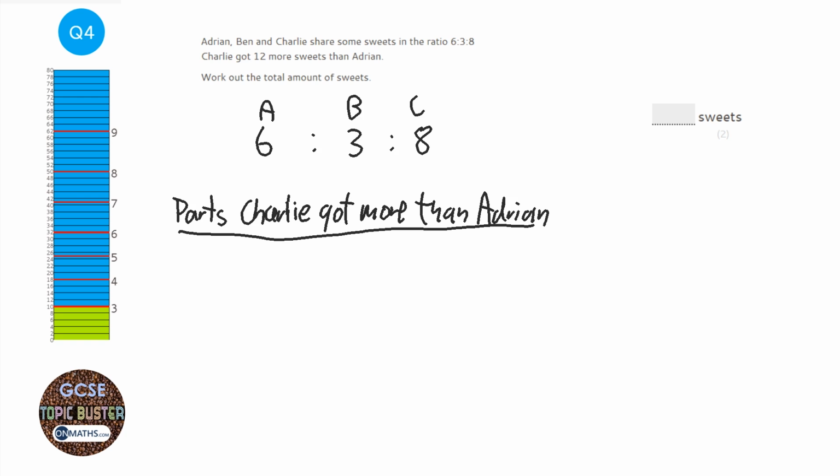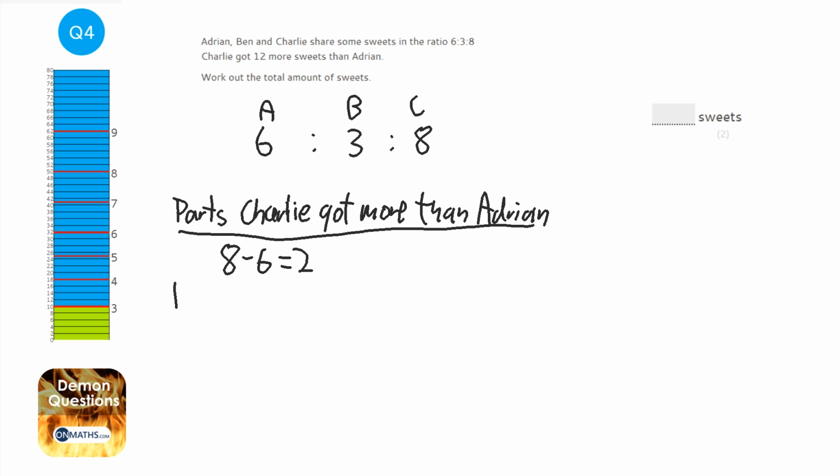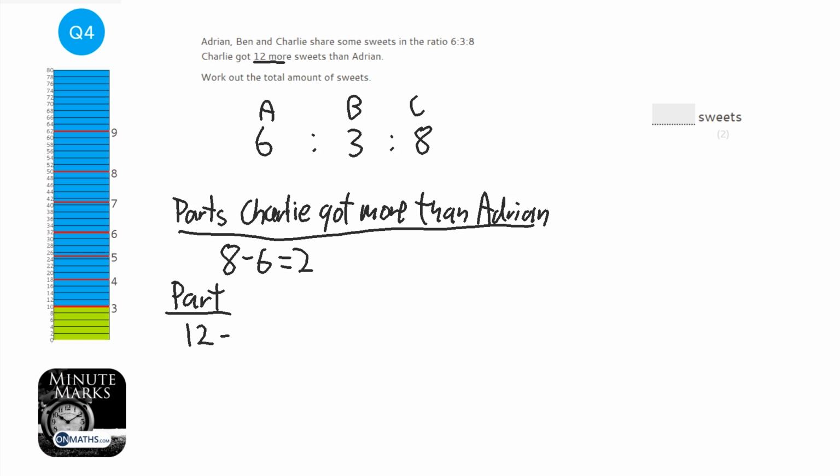Okay, so he got 8 take away 6 is 2, so he got 2 more parts. And so let's have a look and see what one part is worth. So those 2 parts equates to 12 more sweets. So we do 12 divided by 2, 6. So each part is worth 6 sweets.